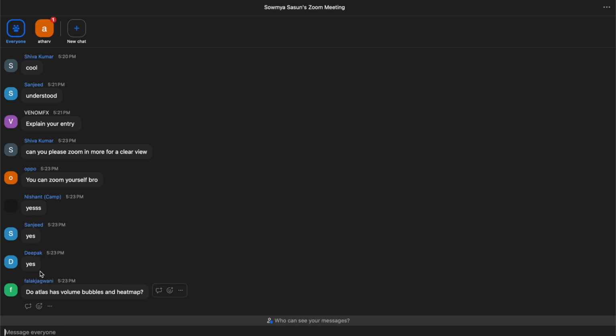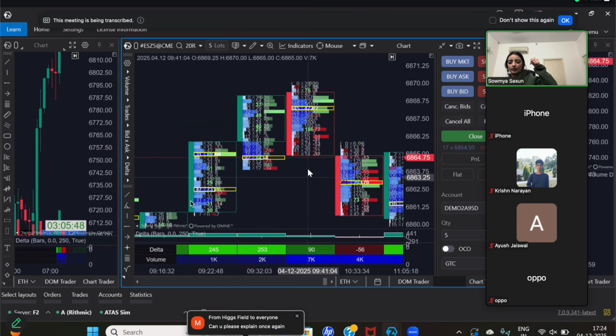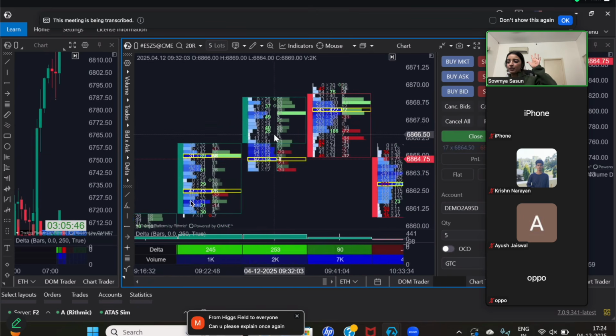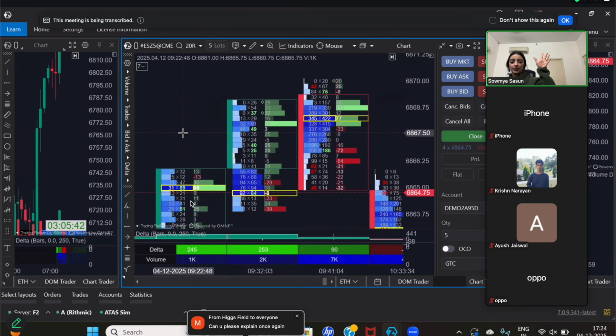Does Atlas have volume bubbles in heat map? It does not have heat map. It has volume bubbles. Okay. Got it? I will zoom in more. But did you understand how to read a footprint chart? This is the most important thing. Can you please explain once again?